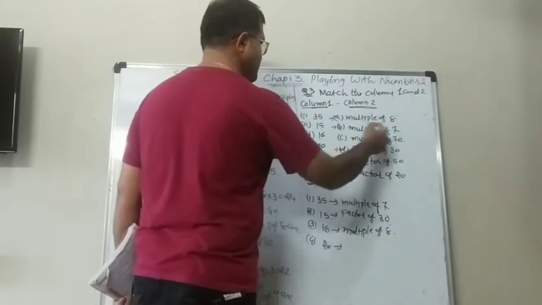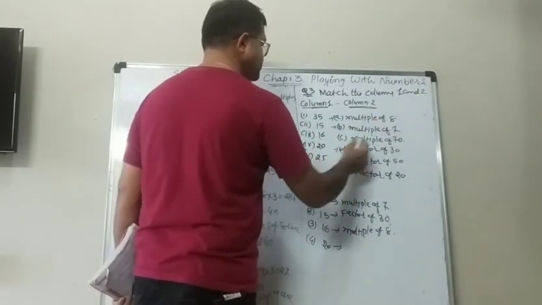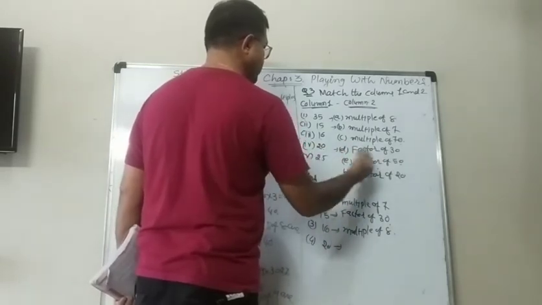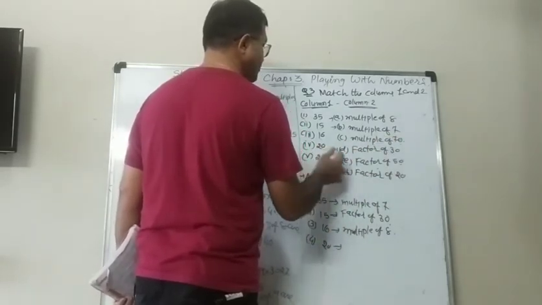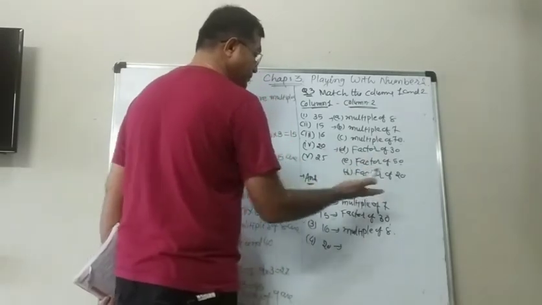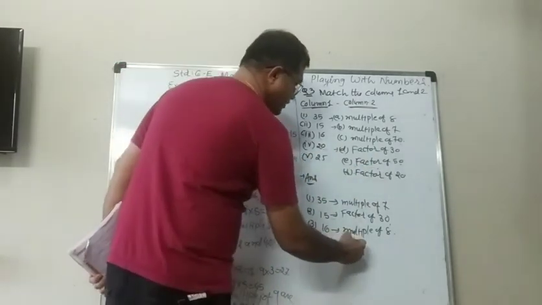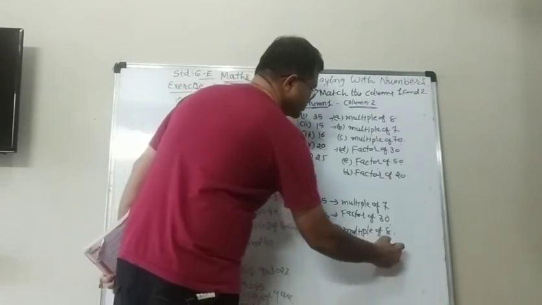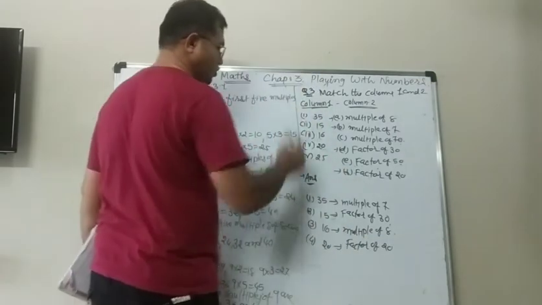Number 4 is number 20. Now A is gone, B is gone. Check. Is it multiple of 70? No. Factor of 50? No. Factor of 20? Yes. A number itself can be the factor of itself. So it is factor of 20. So that is also gone.